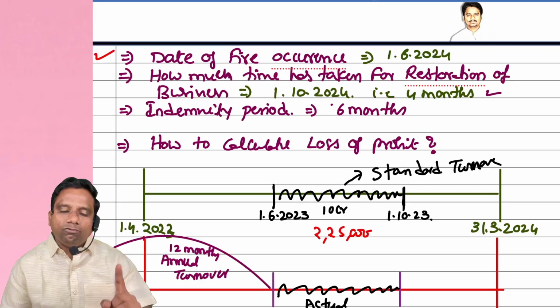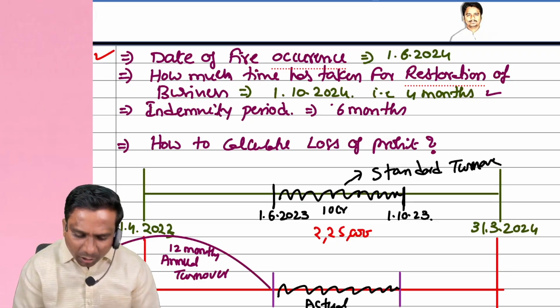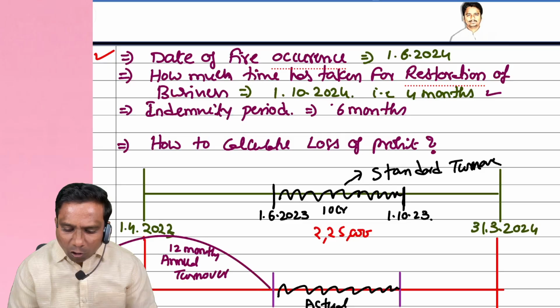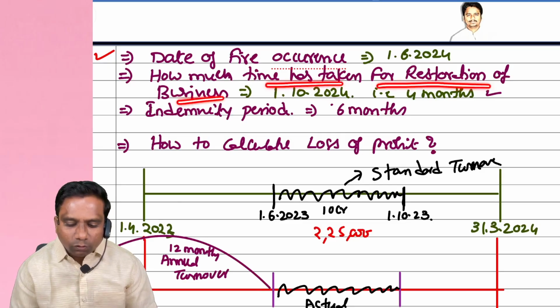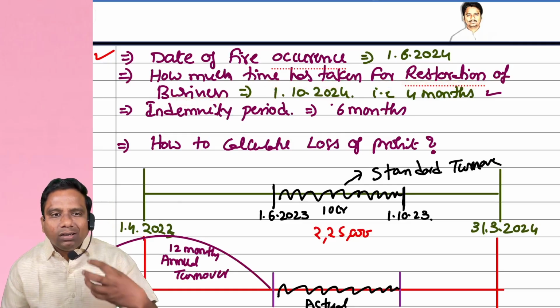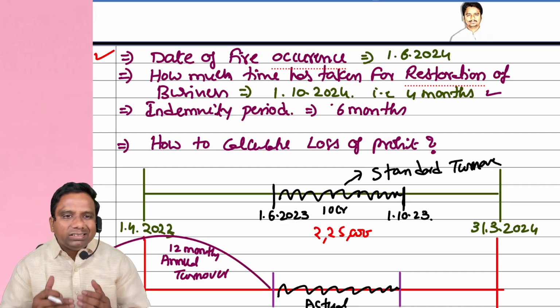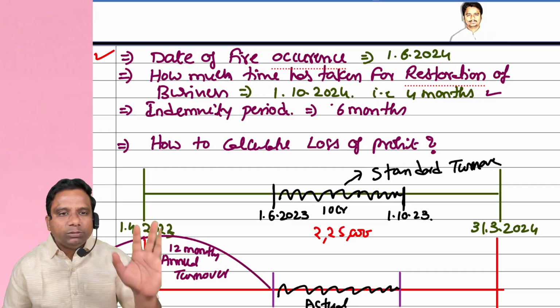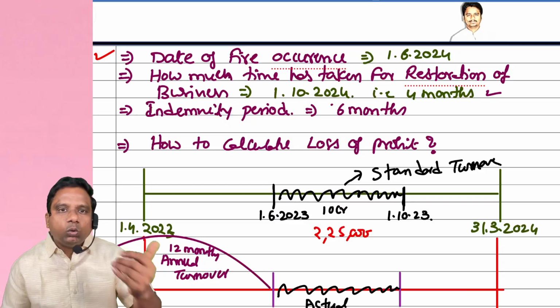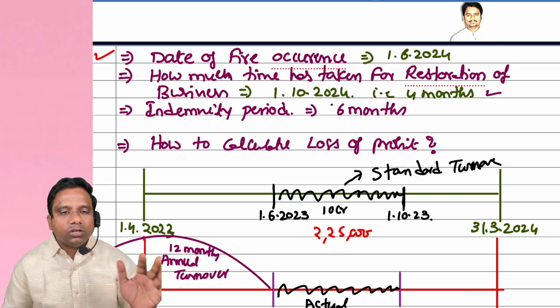1/6/2024 is the date of fire. Assume, yes sir. Now, how much time has taken for restoration of your business? Because after the date of fire, what do we do? We start renovating our business premises, restoring the premises which were destroyed by fire.